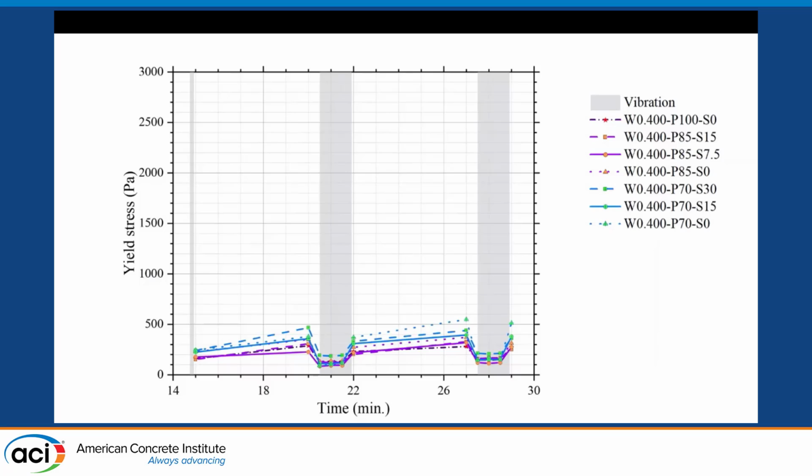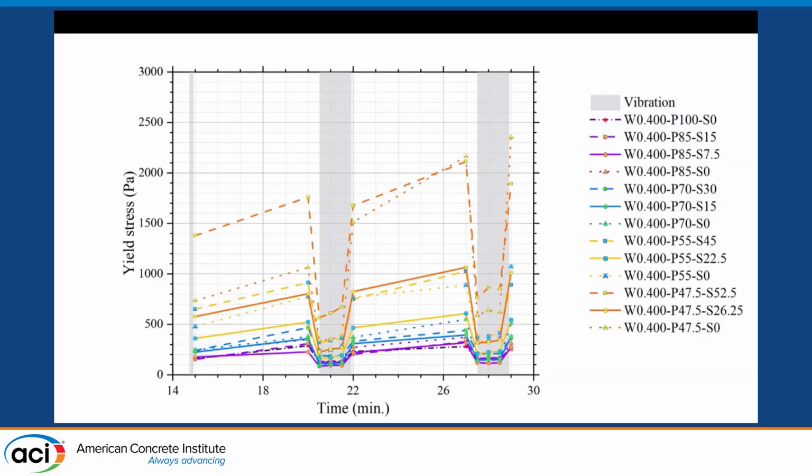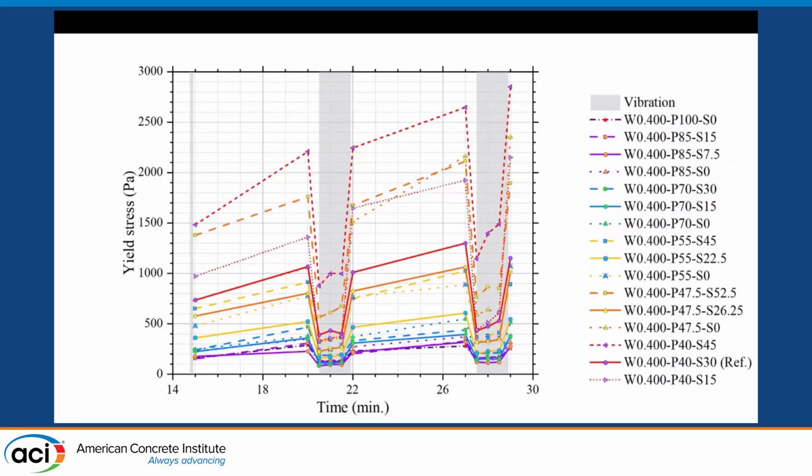Next, I reduced paste further. The blue lines have 70% paste and 30% aggregates. Reduce paste further, reduce paste further, and reduce paste further. The red lines are almost an order of magnitude or more greater than just cement paste, right? When you have aggregates, your yield stress goes up significantly. But in all of these cases, when you're vibrating it, the yield stress goes down. And this is what we want for 3D printing.